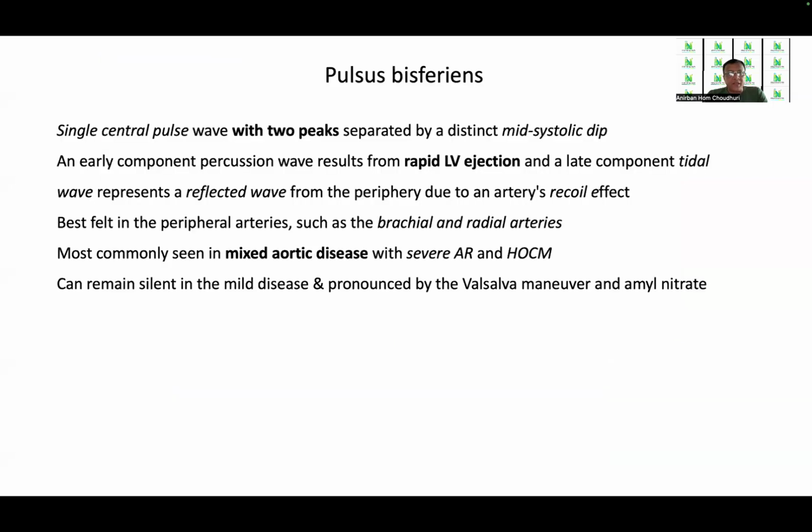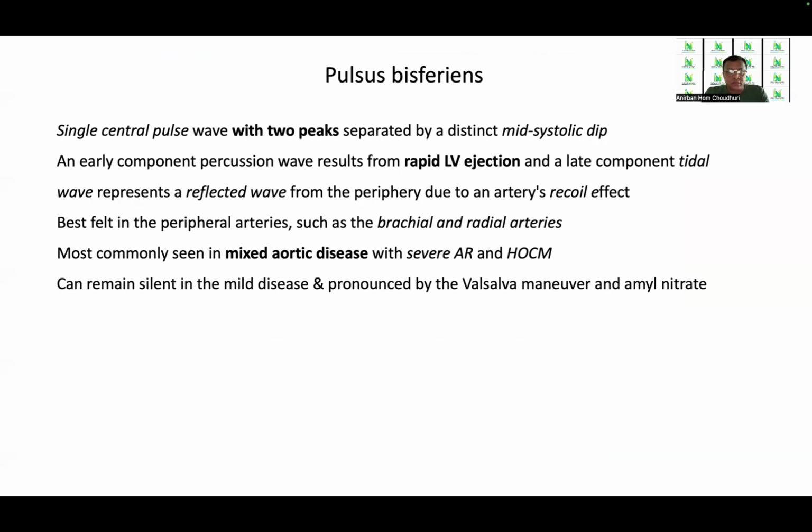Look nicely, and you will see that here we get something called the pulsus bisferiens, where there is a single central pulse wave with two peaks separated by a distinct mid-systolic gap. The early component, the percussion wave, results from rapid LV ejection, and the late component, the tidal wave, reflects a reflected wave from the periphery due to the arteries' recoil effect.